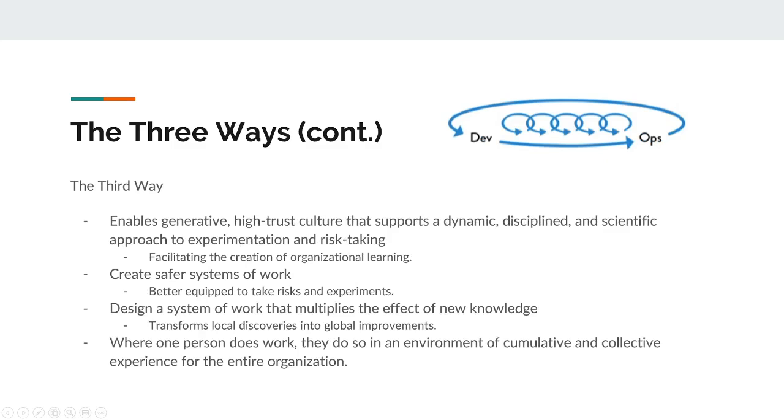The third way enables a high trust culture so that teams are able to work more quickly. We're able to work more dynamically and be more disciplined. It is a very scientific approach to operations. It enables us to take more risks, and everyone in the organization will learn. When we create safer work systems, everyone is more well equipped to take risks and run experiments.